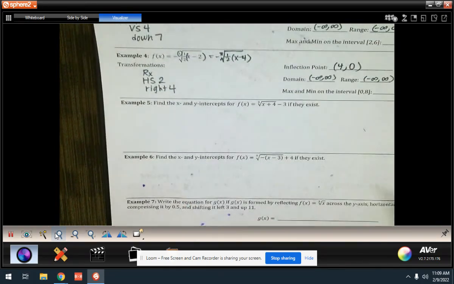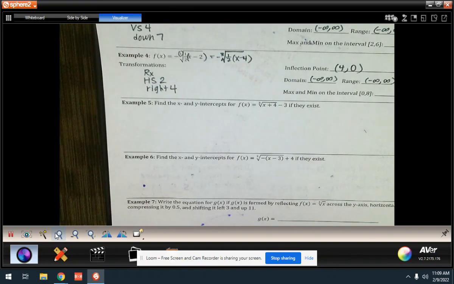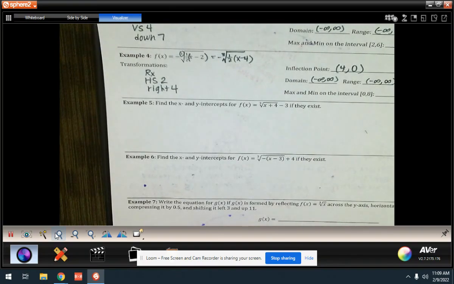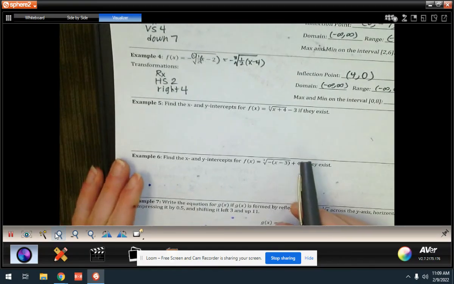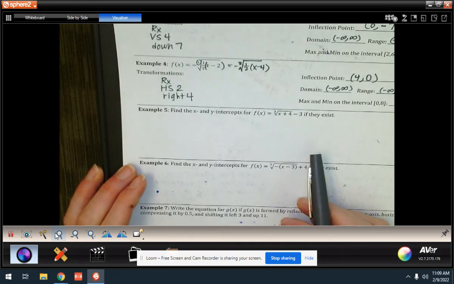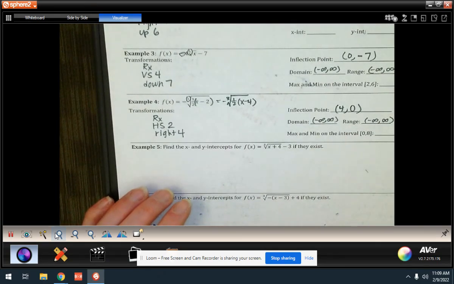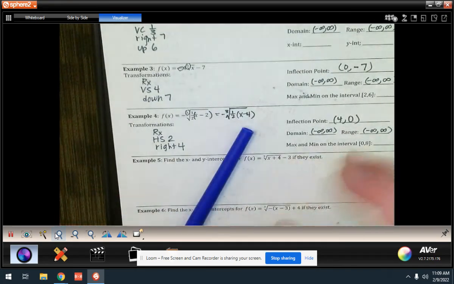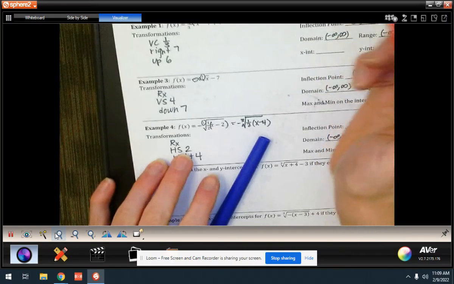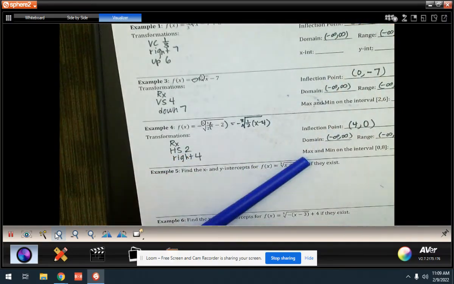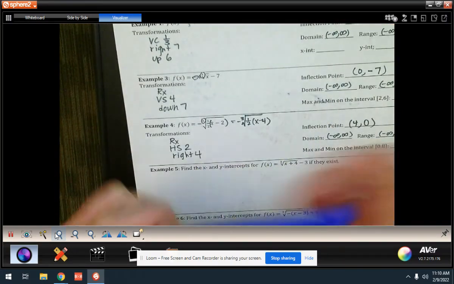So next, let's talk about x and y intercepts. We've been doing x and y intercepts. It's the same. No matter which function you have, if you're looking for the x-intercept, plug in 0 for y. If you're looking for the y-intercept, plug in 0 for x. So let's use blue and red. Okay, so let's start with the y-intercept because that's always the easier one.